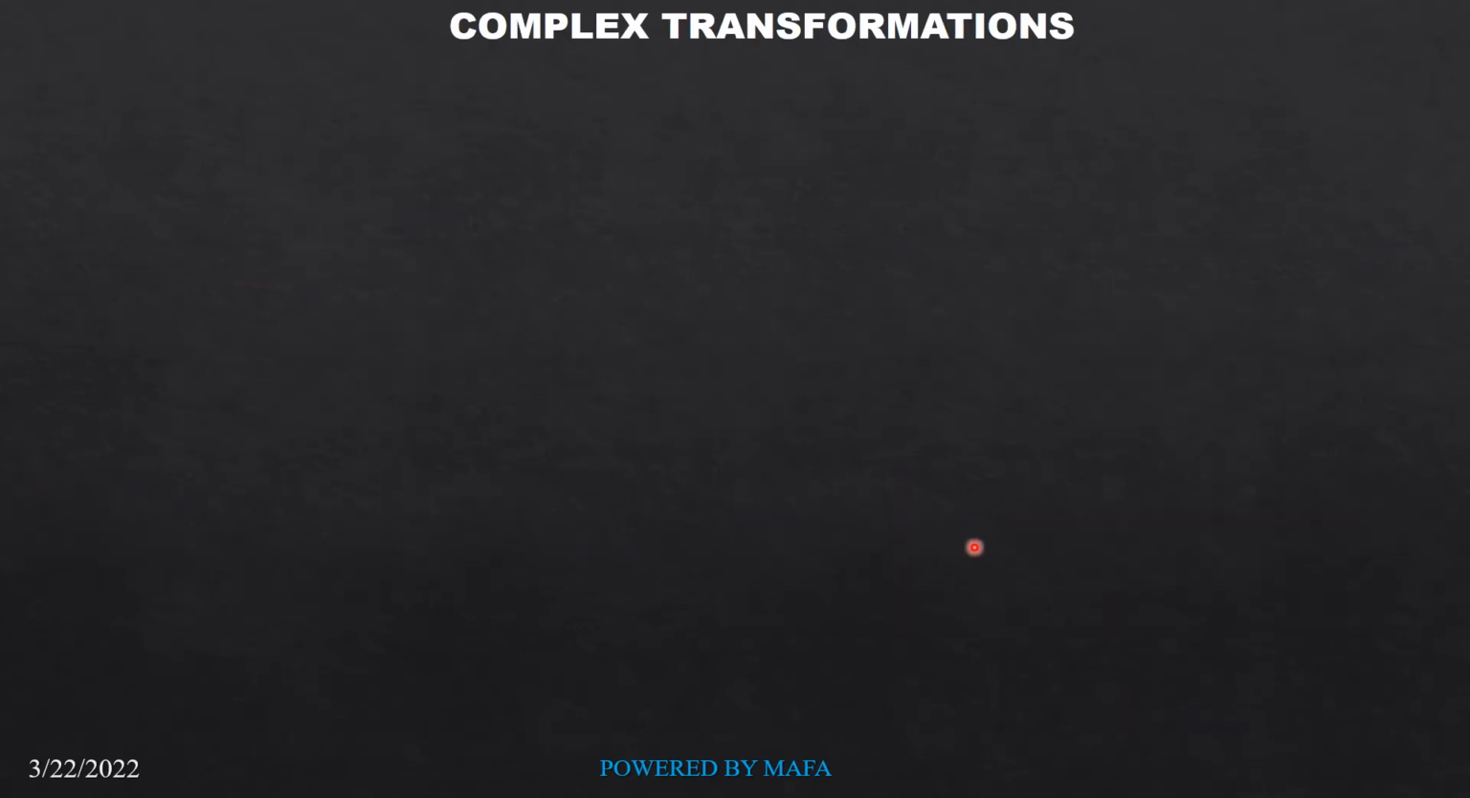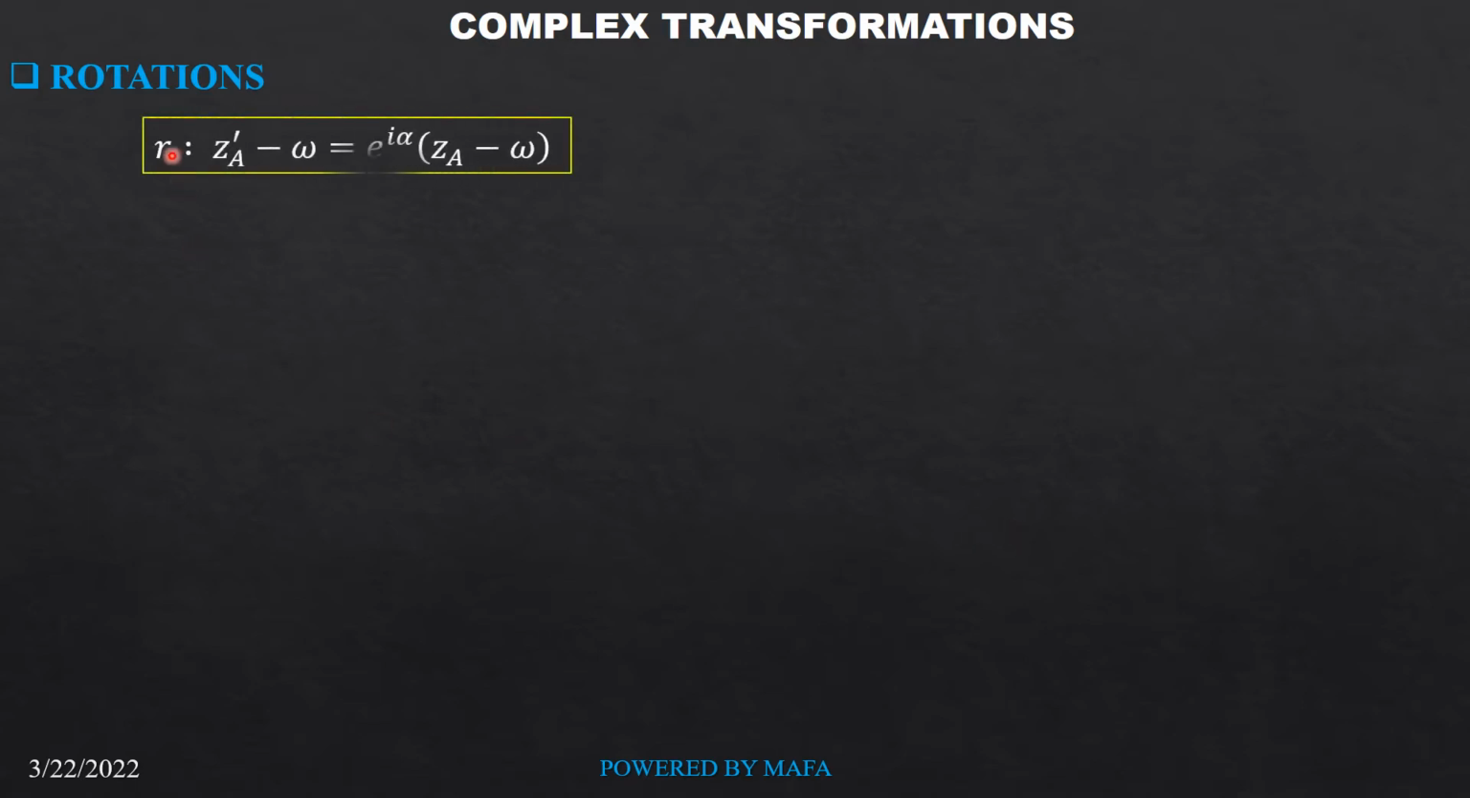Alright, now let's try to distinguish these various types of complex transformations. We begin with the rotations. Generally, a rotation is represented in this form, meaning I am transforming a point A to a point A prime about a center omega with an angle of rotation alpha.